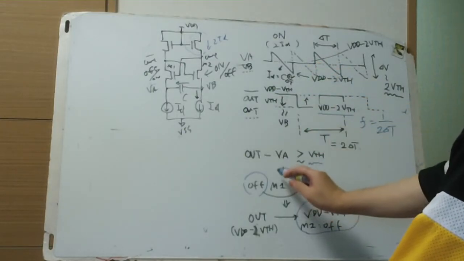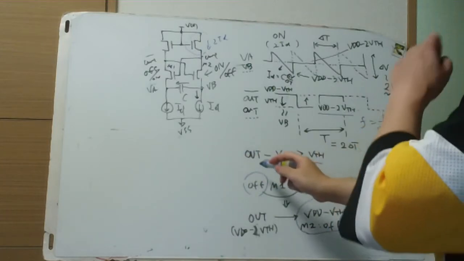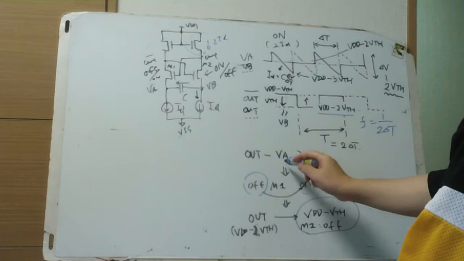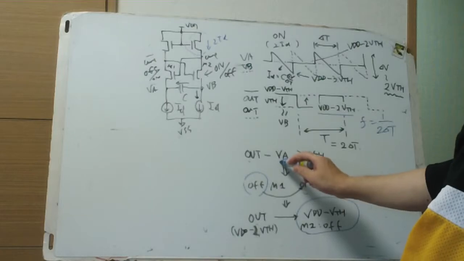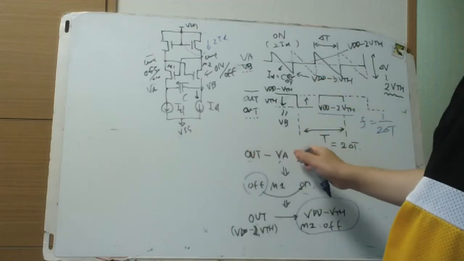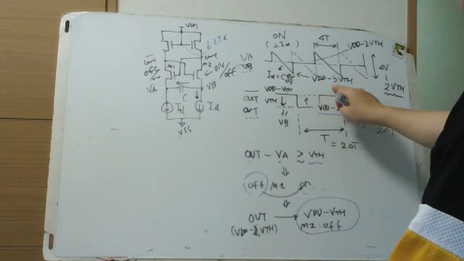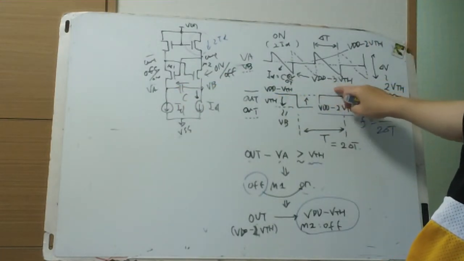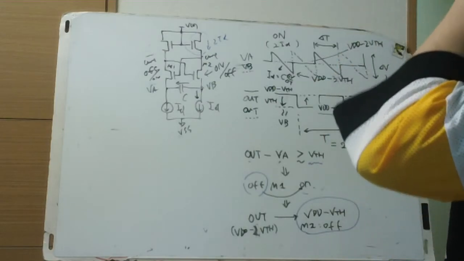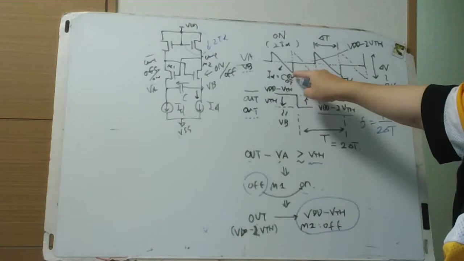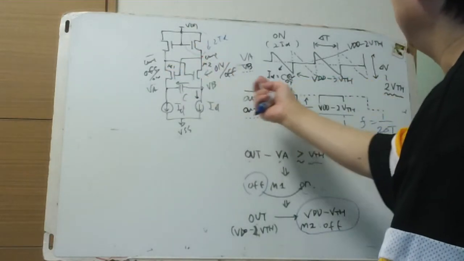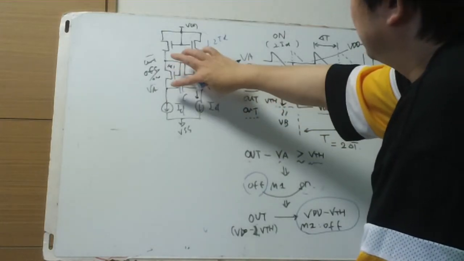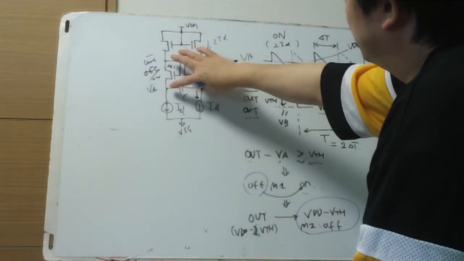At the edge of this point, VA is going to VDD minus 2 VTH, and this is VDD minus 3 VTH, smaller than VTH. So the minimum voltage is VA equals VDD minus 3 VTH. At this time the switch is changed, and this switch is on, and this is going to V out bar.